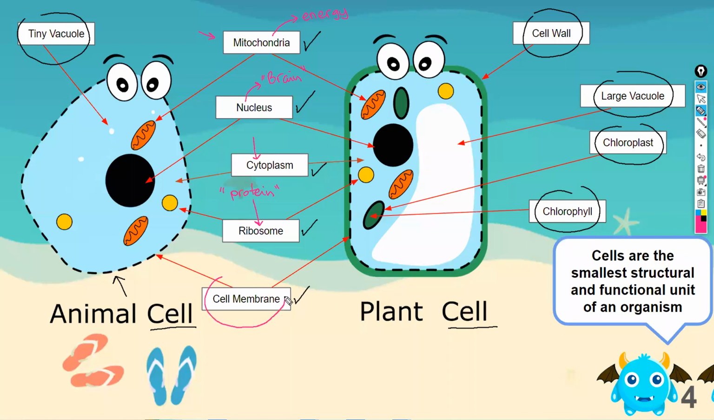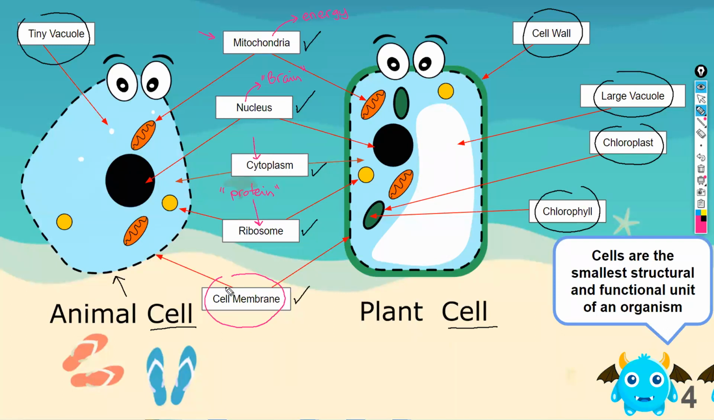Let's get to the cell membrane. You notice both the animal cell and the plant cell have this dashed line around it. And there's a good reason that I put a dashed line around it. It's because this item that's going around the cell has small holes in it. So the dashes are there to represent the small holes.